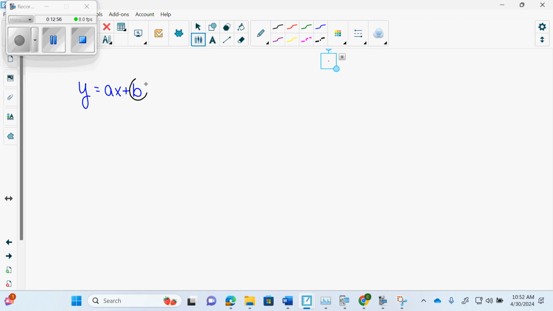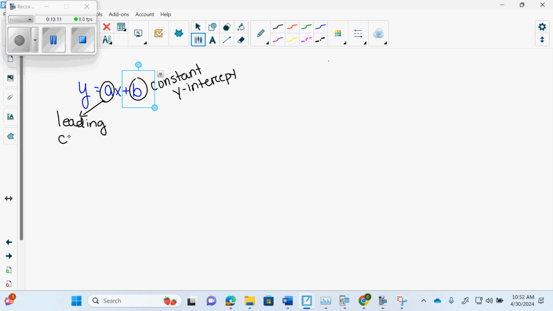Okay, so this was my constant, or my y-intercept. This is my leading coefficient, and it tells you how it ends on the right. What degree is it? What degree, guys? Degree 1, because it has an exponent of 1.